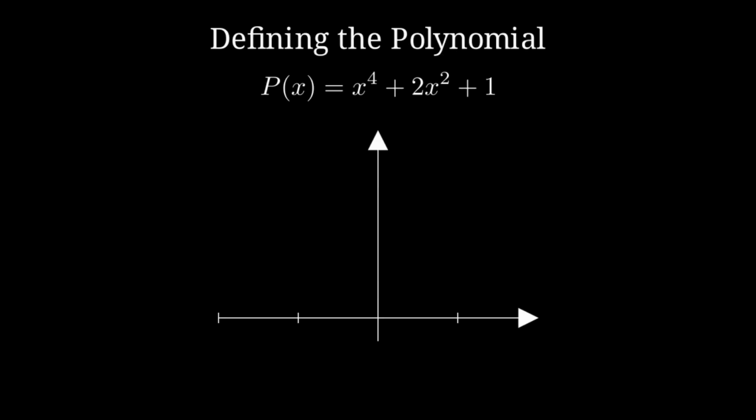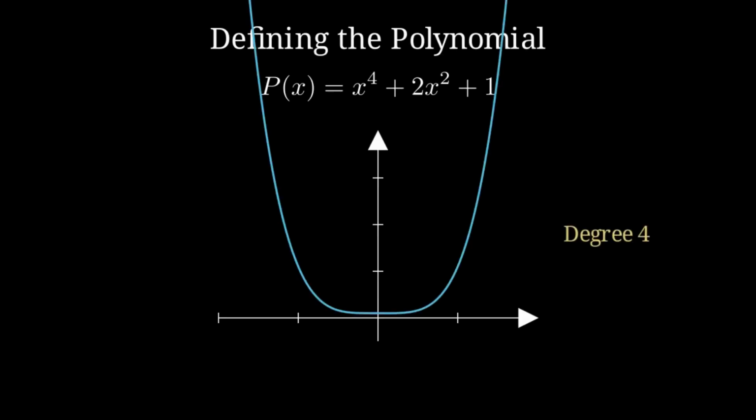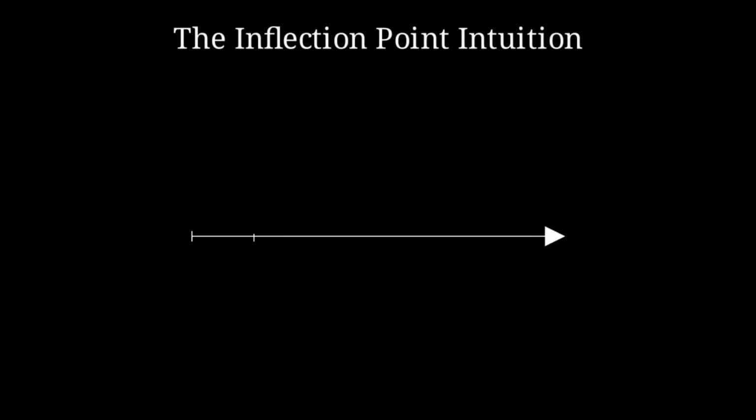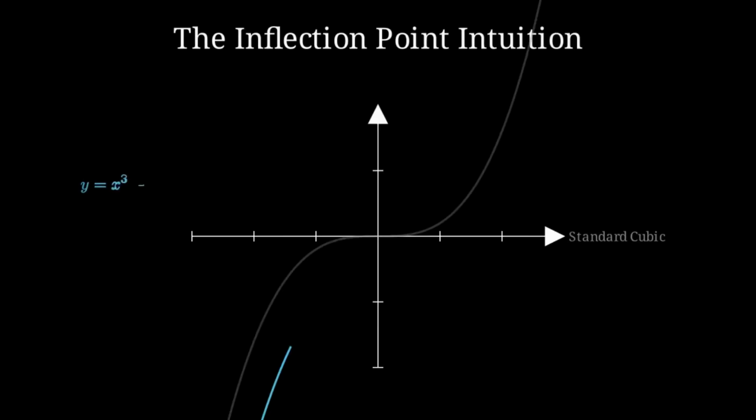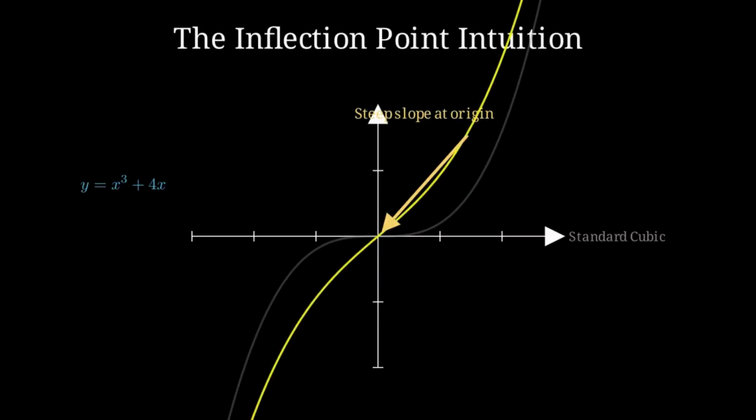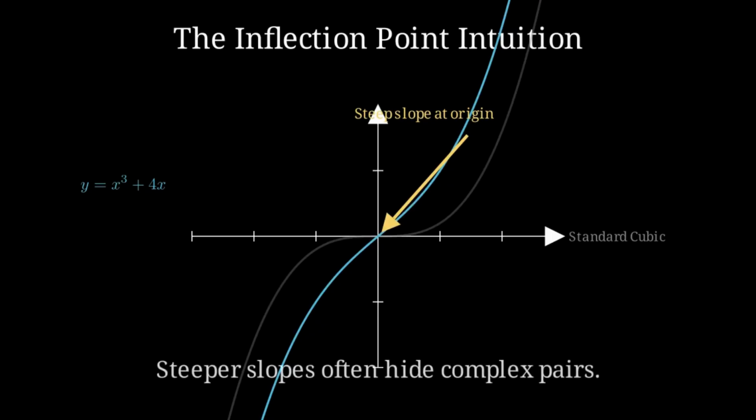A higher degree polynomial like this quartic function may not cross the axis four times. We define its roots as the values of x where f(x) equals 0, even if those values involve the imaginary unit i. Intuition suggests that as we modify a polynomial's coefficients, its components move up or down. When a local maximum moves below the axis or a minimum moves above it, two real roots merge and then vanish into the complex plane.